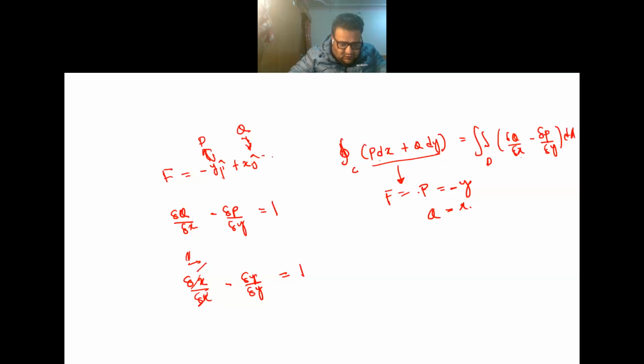So if you just calculate these values, what are the values you are getting? This should be equal to ∂P/∂y, right? P value is minus y, and Q value here is x. So this is your 1 and this is your minus P. This would be 1. Oh, sorry. Just a second. I'm just confusing you a lot.